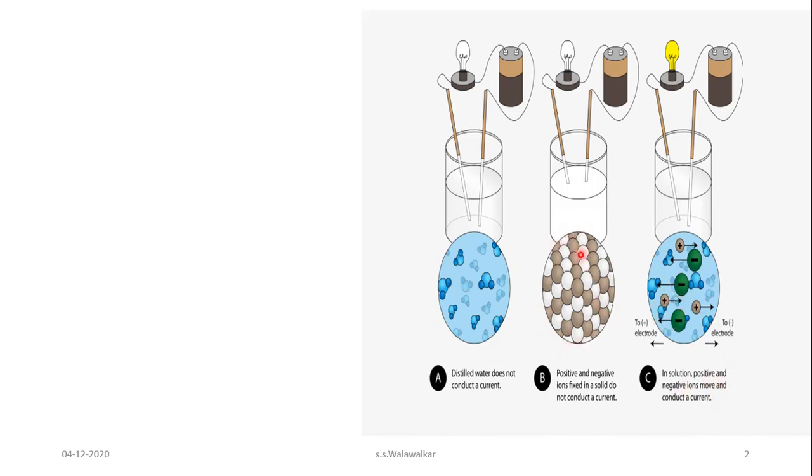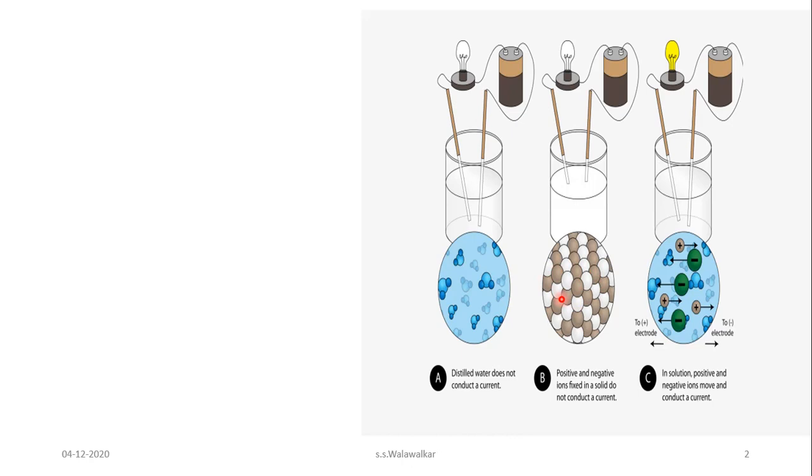But if the electrolyte is there but it is in a solid state, then there is a strong attraction between positive and negative ions, that is, electrostatic force of attraction is there, and in such cases in solid state the current is not passed, no current is passed, so that you know.